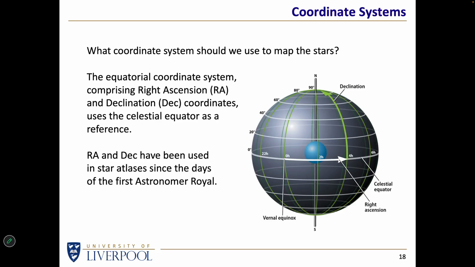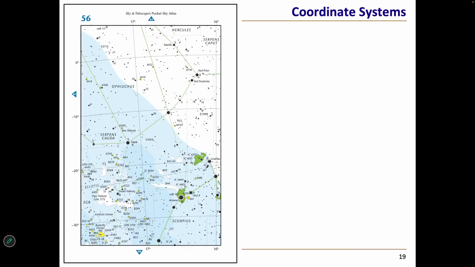We've been using right ascension and declination, or RA and Dec, since the days of the first Astronomer Royal. What's the problem with using right ascension and declination? Every star atlas has got that, so what? Look, we look at a star atlas and there's the grid system, there's the right ascension and declination. So in principle, we can read off the coordinates of any star.